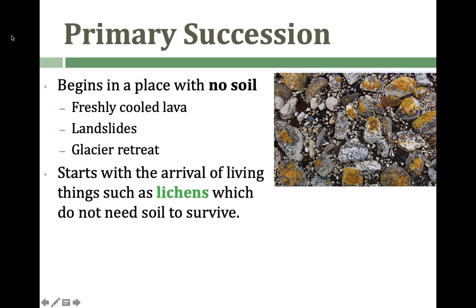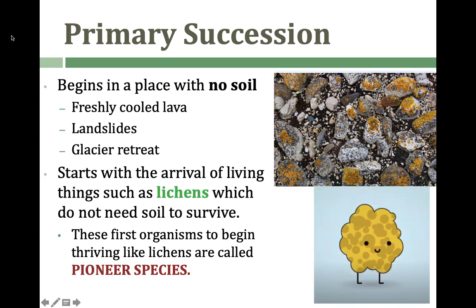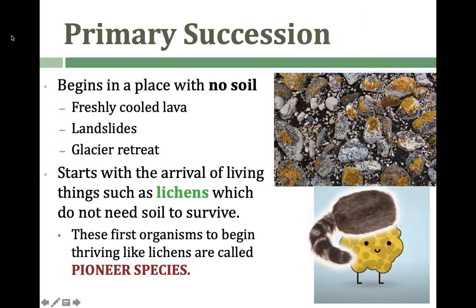However, you might not know how important it is. The first organisms that begin thriving in any new environment we call a pioneer species. Hopefully that name makes sense when you think about the pioneers in social studies class. So here is our little lichen. Here is his little coonskin pioneer cap.